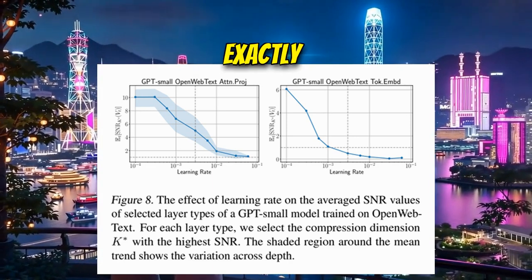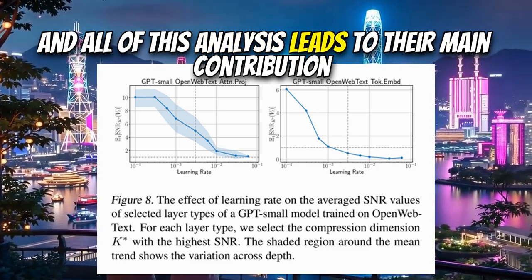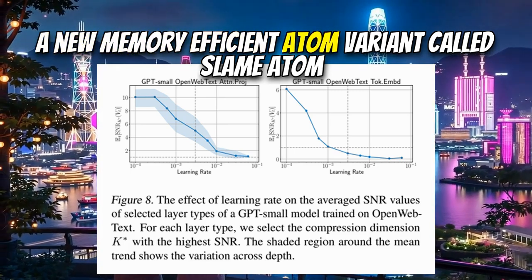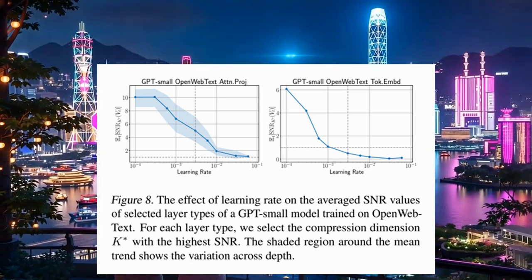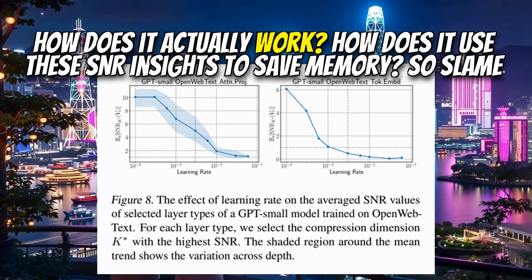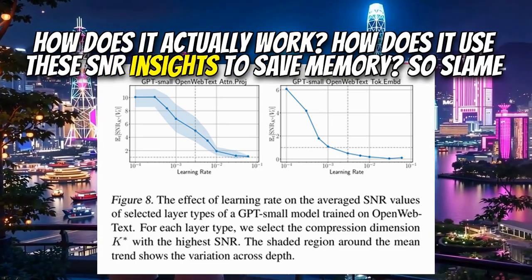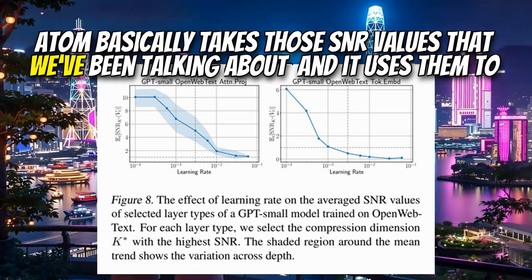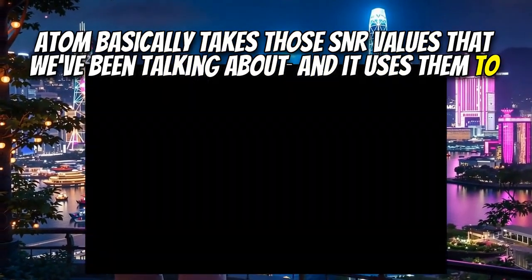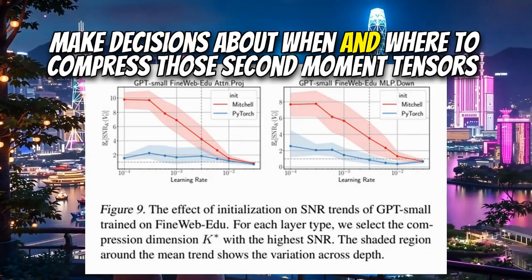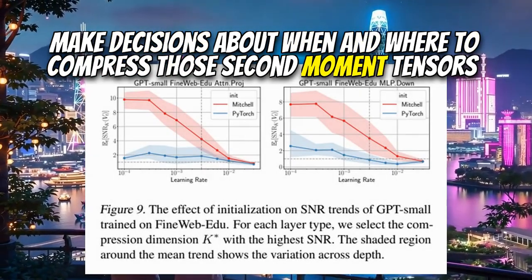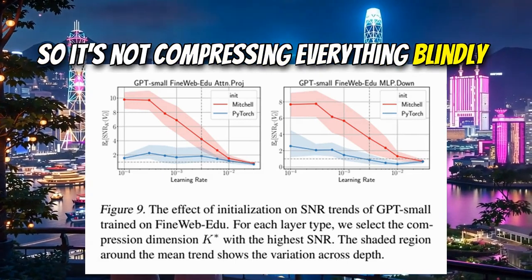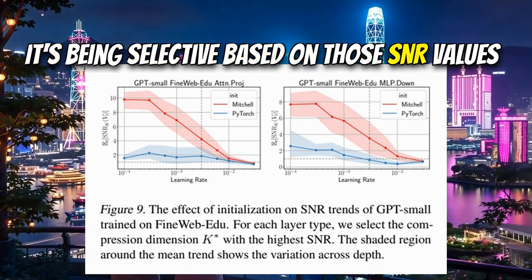Exactly. And all of this analysis leads to their main contribution, a new memory-efficient Adam variant called SlimAdam. So tell me about SlimAdam. How does it actually work? How does it use these SNR insights to save memory? So SlimAdam basically takes those SNR values that we've been talking about, and it uses them to make decisions about when and where to compress those second moment tensors. It's kind of like a smart compression algorithm. So it's not compressing everything blindly, it's being selective based on those SNR values.